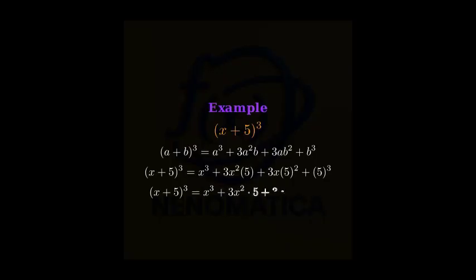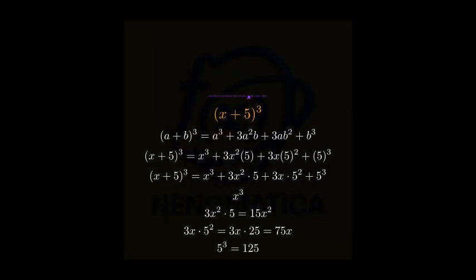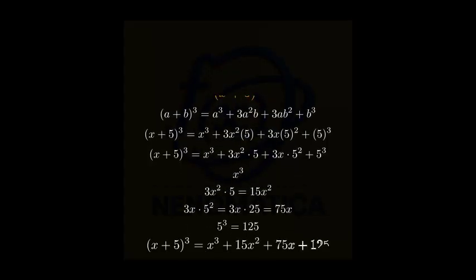Now, let's simplify each term. x cubed remains as x cubed. 3 times x squared times 5 gives us 15x squared. 3 times x times 5 squared is 3 times x times 25, which equals 75x. And 5 cubed equals 125. So our final answer is x cubed plus 15x squared plus 75x plus 125.